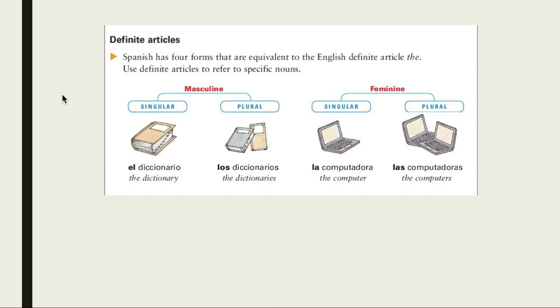So definite articles can be thought of as the equivalent of the English word the. But in Spanish, the definite article changes to match the gender and number of the noun. For example, to say the dictionary, we would say el diccionario, el because it is singular and a masculine noun. But for the dictionaries, we would say los diccionarios. The same for feminine nouns, where the computer would be la computadora, la because it's a singular and feminine noun, whereas computers would be las computadoras.